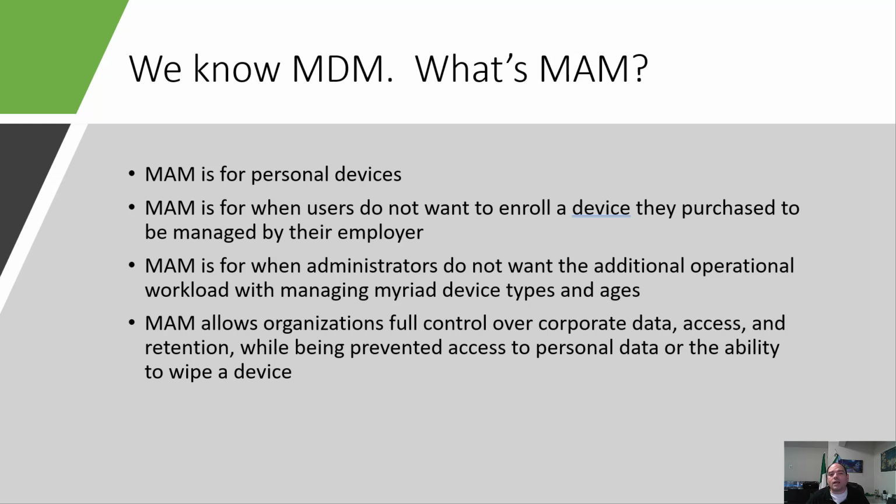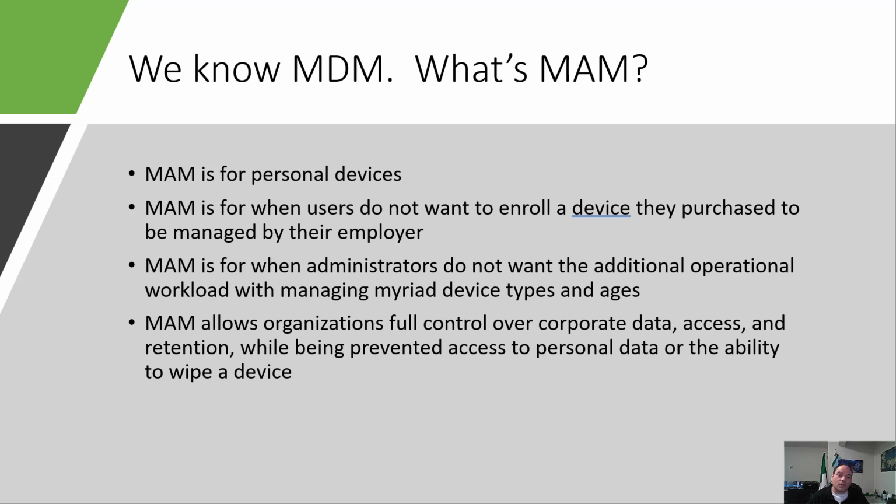So MAM provides us the ability to control the corporate aspect of this connection. So we will know when Joe connects into Office 365 using his personal device. We will be able to tell that he connected through a Samsung Note 10, and this was his patch level. We can't tell pretty much anything else. We can't tell his phone number. We don't have his location ID. We don't have the ability to wipe his device.